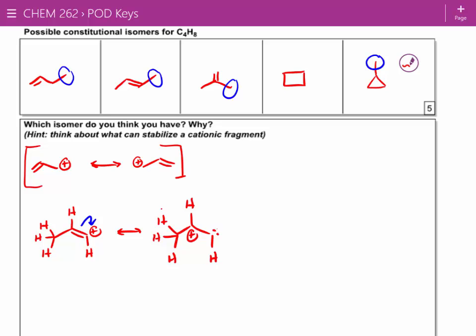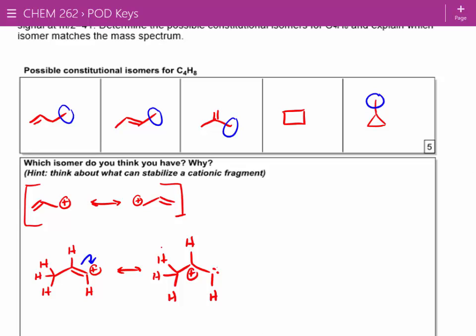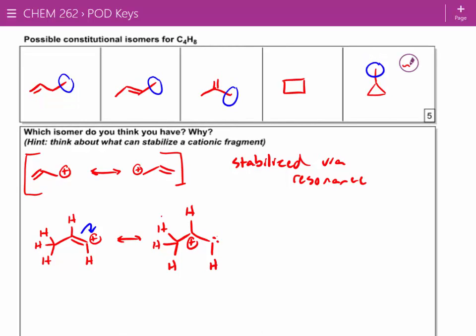So if we look at this one, we have to ask ourselves which one's going to be the most possible or most probable constitutional isomer. Is it going to be the one on the left, the middle two, or the cyclopropane? What do you guys think? Yeah, probably going to be that one on the left, simply because it's stabilized via resonance. If we look at the other carbocations that we would get out, they're really not going to be that stable. The first isomer that I have drawn is going to be the most stable one.